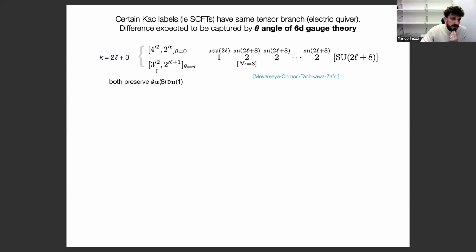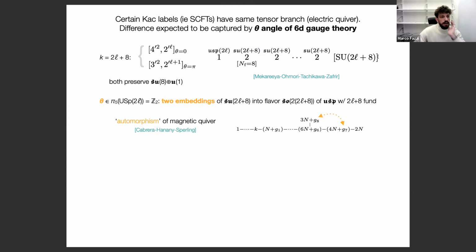It was proposed in that paper that the difference between these two gauge theories is actually captured, so this is the electric quiver, by the theta angle of the 6d gauge theory. There's a couple of ways of understanding that. A more mathematical one is that because the pi 5 of this USp is Z2, you have a Z2 valued number, let me call it theta, and let me call this theory theta equals zero and this theta equals pi. This essentially captures the two ways of embedding this SU(12) plus 8 into the flavor SO(4L plus 16) of the first USp algebra, which has 12 plus 8 fundamentals from the right.